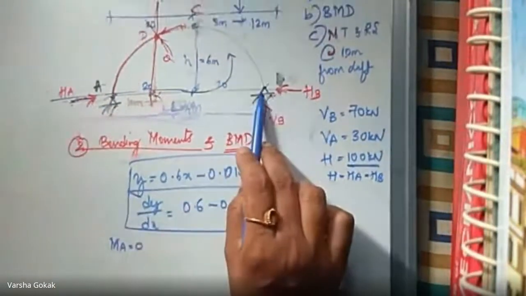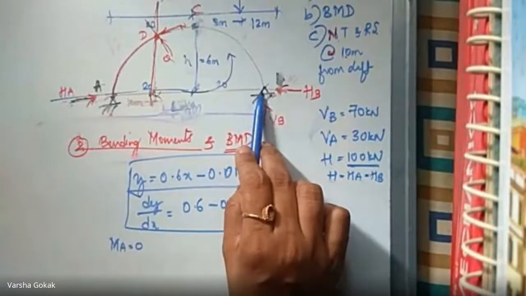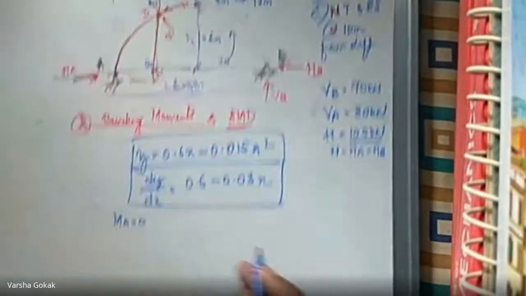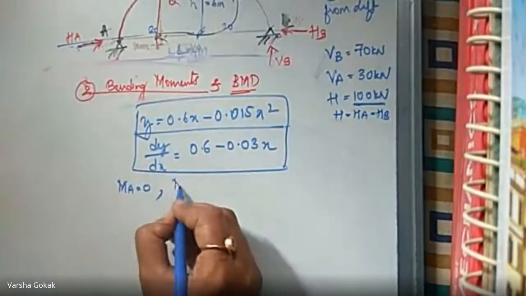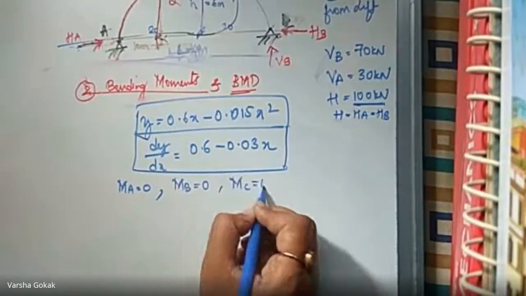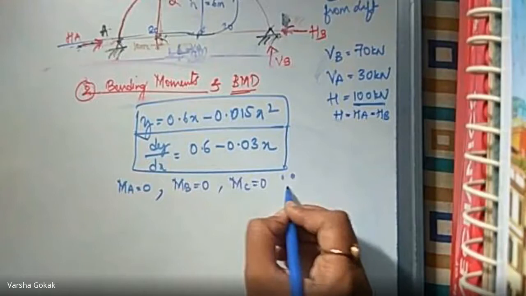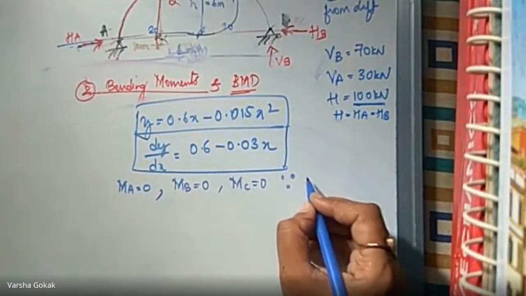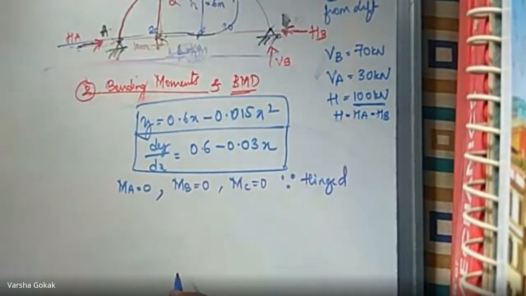Moment at B also is going to be 0 because it is a hinge. And moment at C also is going to be 0. So first write moment at A is 0, moment at B is 0, and moment at C is 0. Why? Because they are hinged at those junctions. Then which ones do we have to find?